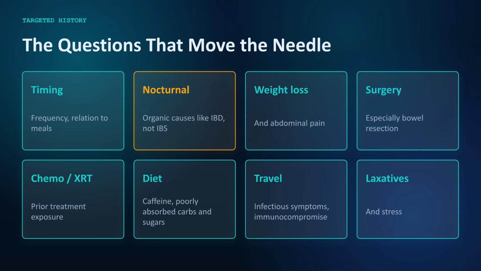Ask about diet, including caffeine and poorly absorbed carbohydrates and sugars. Ask about infectious symptoms, immunocompromise, and travel. And always ask about laxative use and about stress. And ask about the stool itself: watery, fatty and floating, or bloody. The answer already assigns the patient to a category.